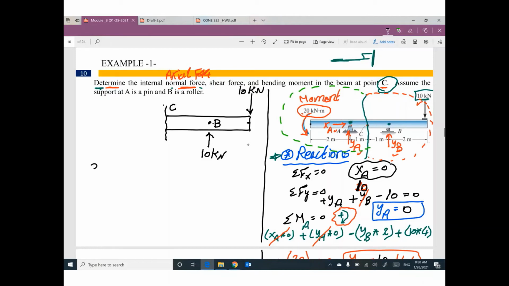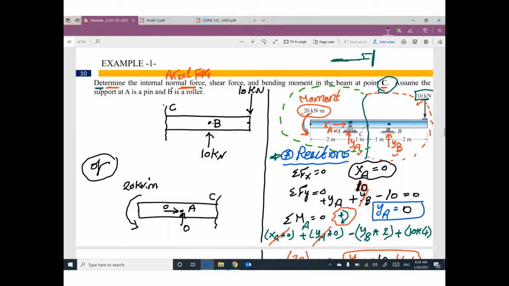Or someone will say, no, I'm gonna use the left part. Okay, if you are using the left part, here is the cut at point C. At this location, point A, we have vertical reaction YA 0, horizontal reaction XA 0, and at this free end, we have concentrated moment 20 kilonewton meter. This one or this one, both of them, believe me, will give you the same answer.